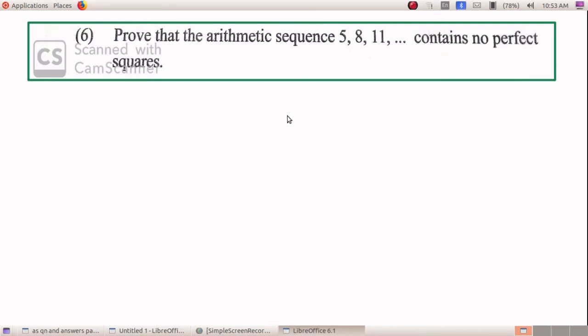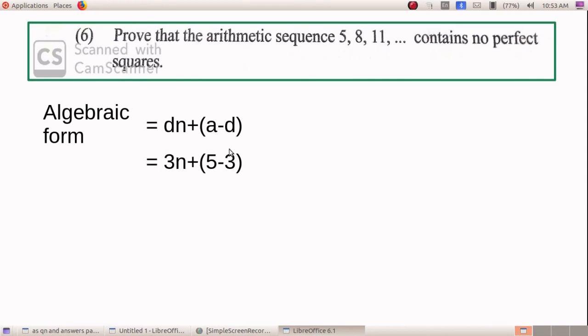Let us write its algebraic form. The algebraic form is dn plus a minus d, where d is the common difference. 8 minus 5 will be 3. Therefore 3n plus 5 minus 3, that is 3n plus 2.